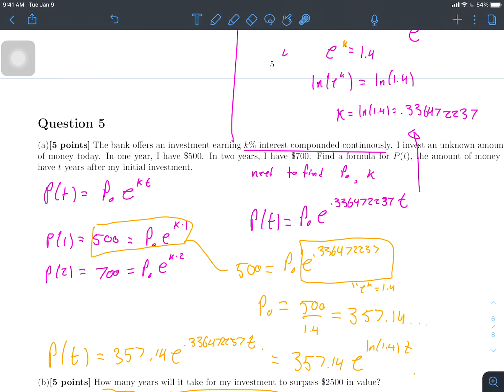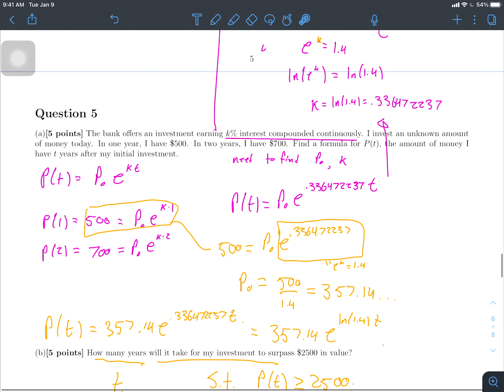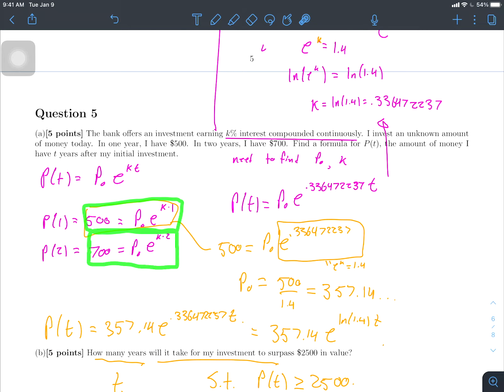The first thing I do is write down the information that's told to me by the problem, and that is in 1 year I have $500. So that means that P of 1 is equal to 500, and the way I get 500 is by plugging in the number 1 for T in the equation P0 e to the kt. So I know $500 is equal to P0 times e to the k, and I know that $700 is equal to P0 times e to the 2k.